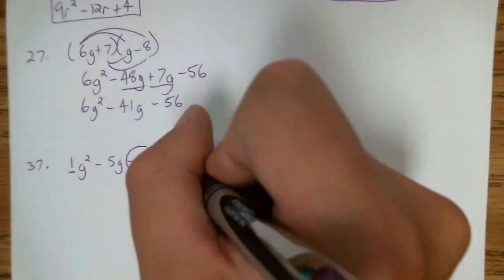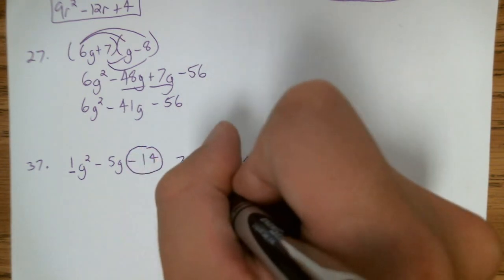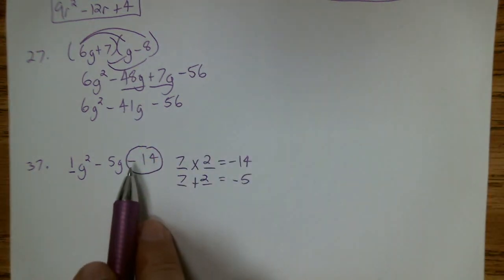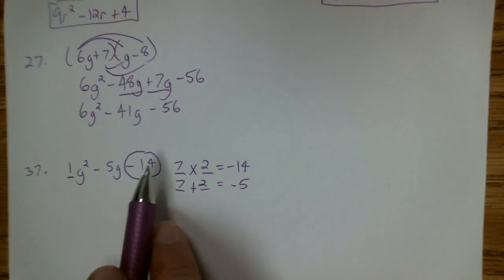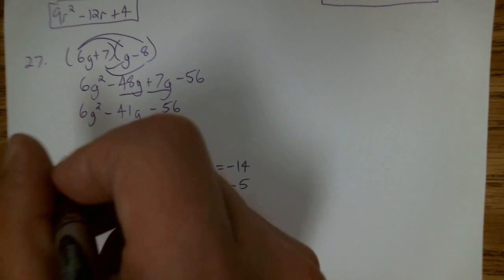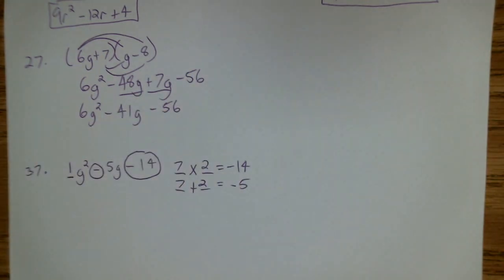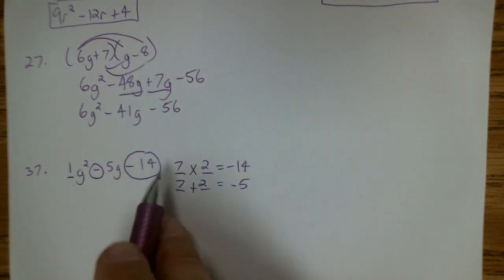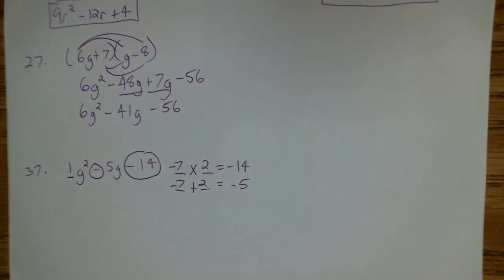All right, so it's definitely a 7 and a 2, but now the question is, what are the signs? If this back term, the C term, is negative, that means one of my guys has to be negative, one of my guys has to be positive. And the sign of the middle term, the sign of the B term, determines the sign of the bigger number. So since that's negative, the bigger number 7 has to be negative.